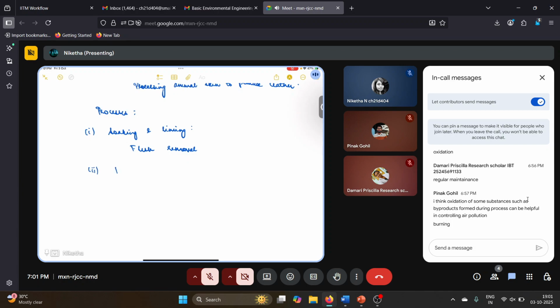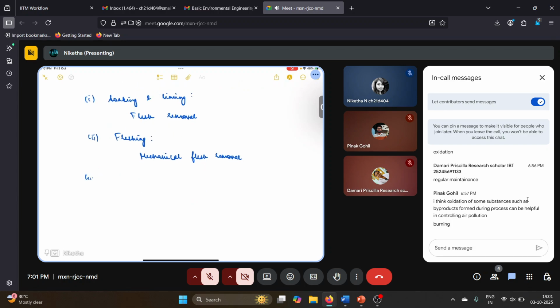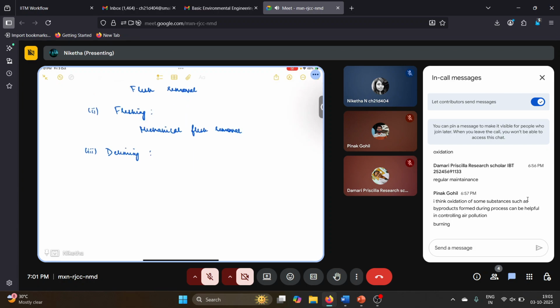And then there is fleshing, which involves, so the first process is chemical and this process is mechanical flesh removal. And then there is deliming and beating. So this is done for improving the chromium impregnation.